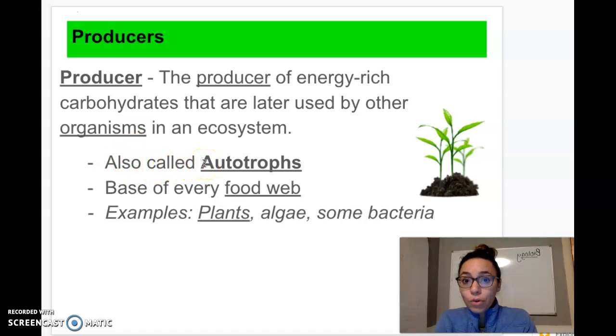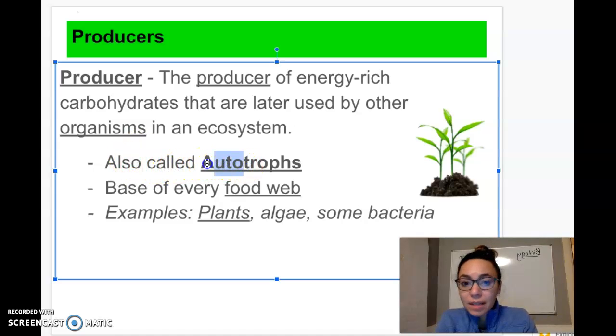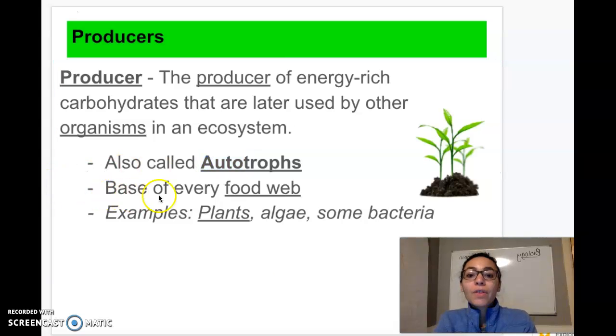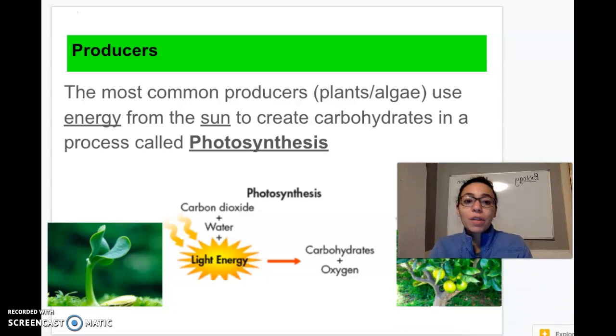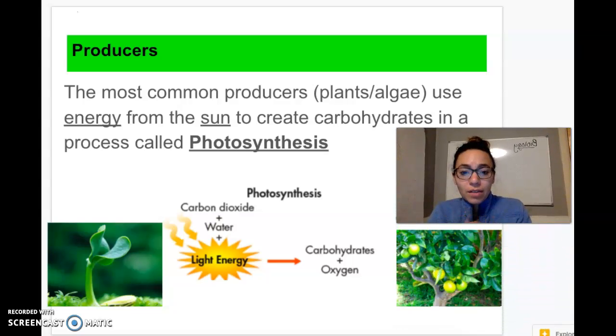They're also called autotrophs, right? They automatically make their own food. And they're the base of every food web. So common examples that we're familiar with would be plants and algae. There's also some bacteria at the bottom of the ocean that can do this with chemicals as well. So again, the most common producers are plants and algae, which we'll talk about most frequently. They use energy from the sun to create carbohydrates in that process called photosynthesis, which we just learned about.